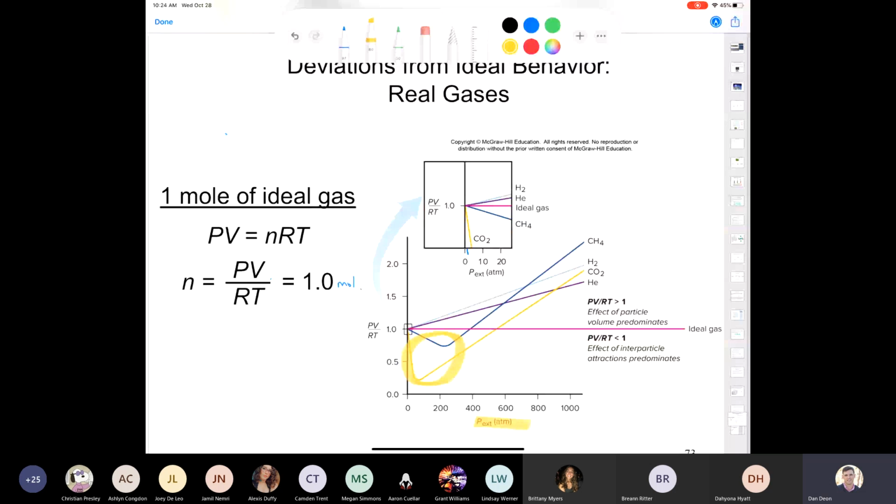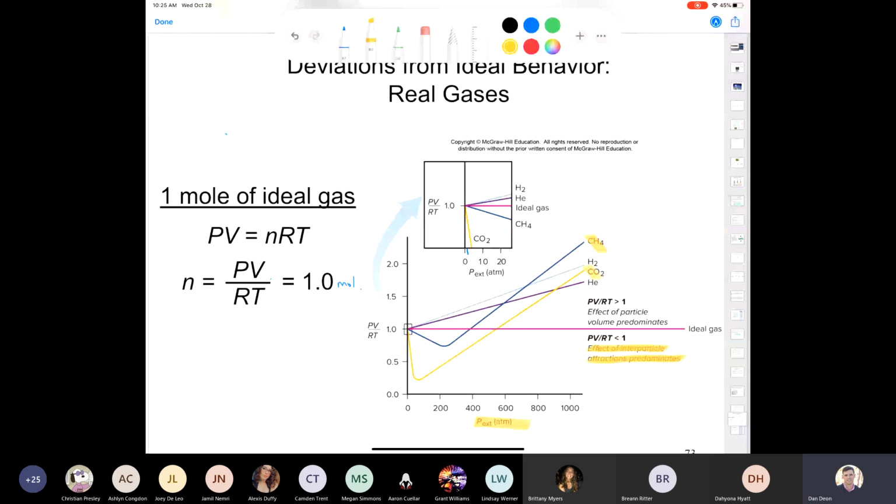Now, when would that happen? That would happen when the numerator gets smaller, right? Because R and T are constant, okay? So when does that happen? That happens when the pressure drops. And the reason why the pressure drops is based off of the effect of, nope, I'm highlighting the wrong spot. The effect of interparticle attractions predominates. So as you start to increase the pressure for these gases, what are the two here?